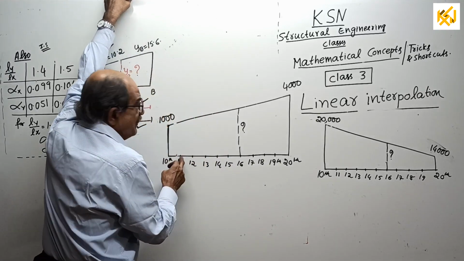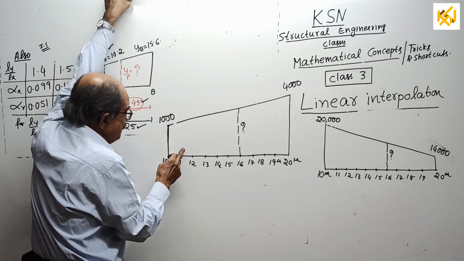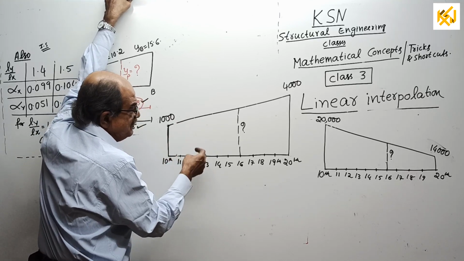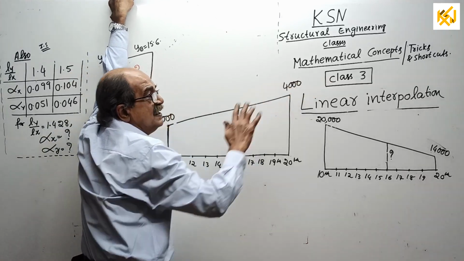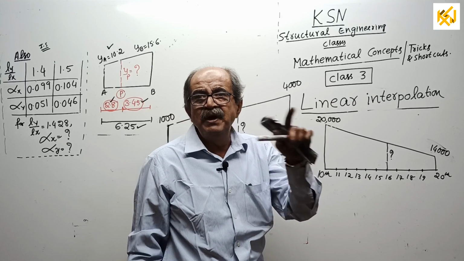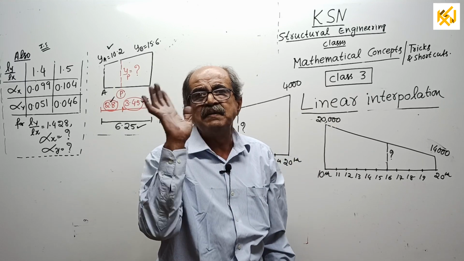Every day it increased by the same amount. From 10th to 11th, how much did it increase? Same increase from 11th to 12th. Same increase from 12th to 13th, that way. That is a straight line. Straight line means what? The rate of change is the same. Every day it increased by a constant amount.